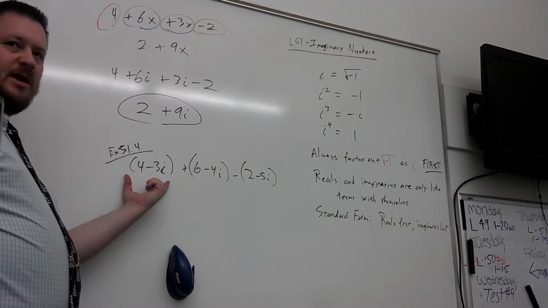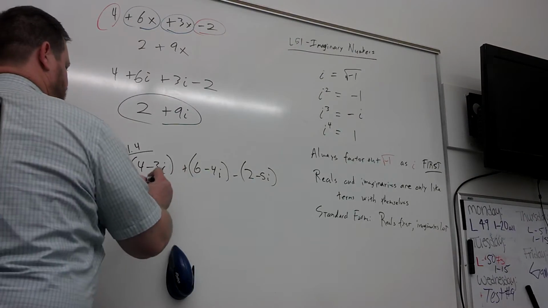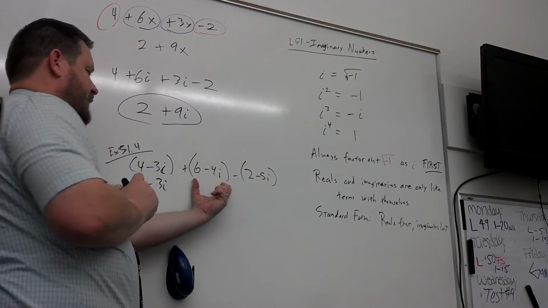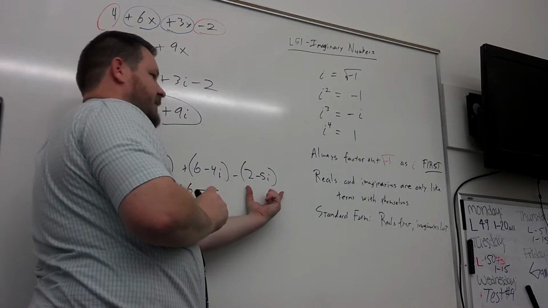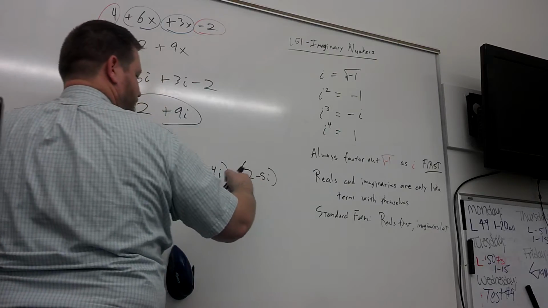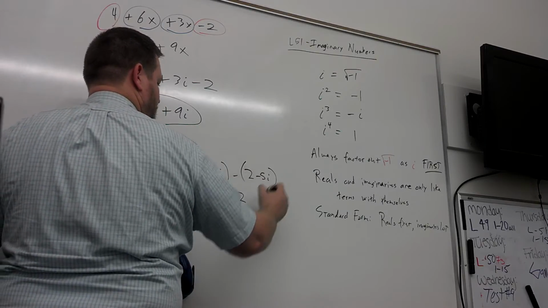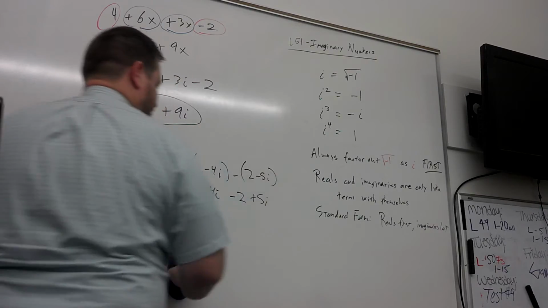Okay, let's say we have 4 minus 3i plus 6 minus 4i minus 2 minus 5i. Do these parentheses make any difference? No. Do these parentheses make any difference? No. Do these parentheses make any difference? Yes, they do, because we have a minus in front of them. So we have minus 2, we have to distribute, and then plus 5i.